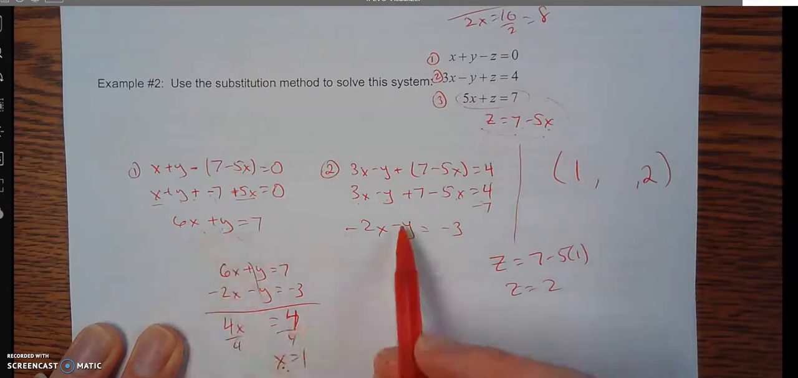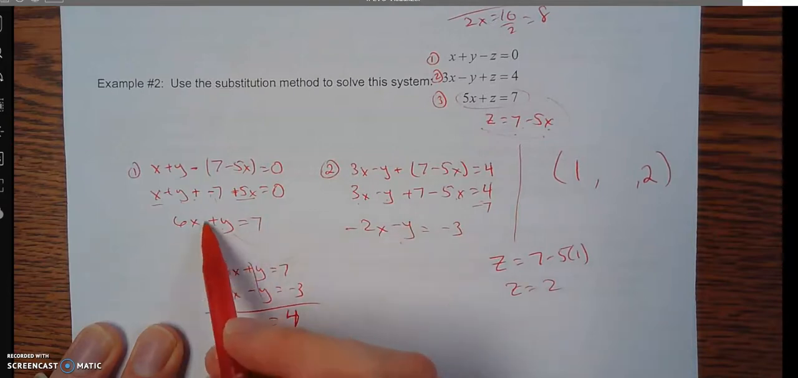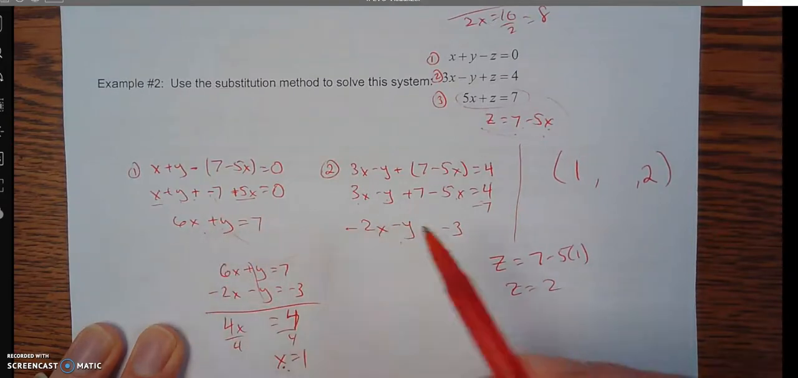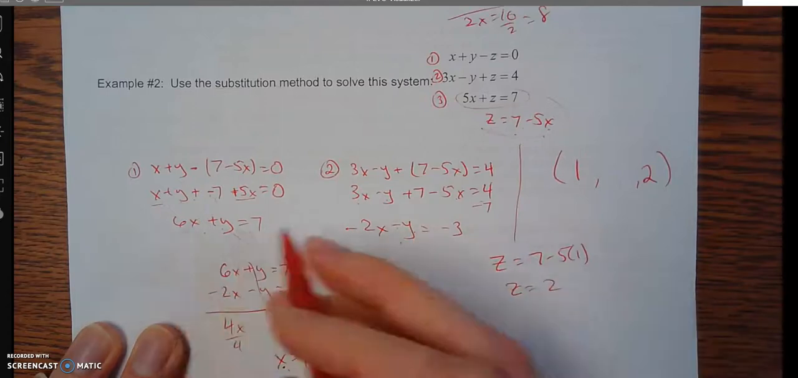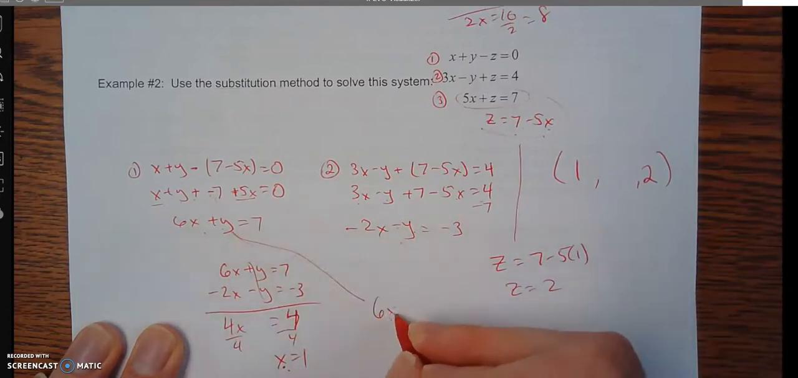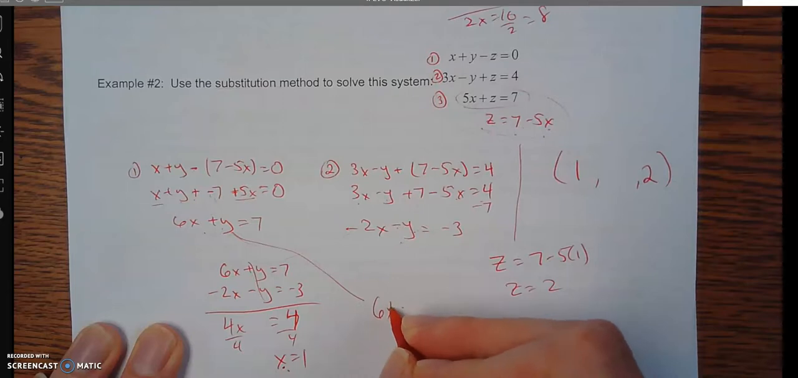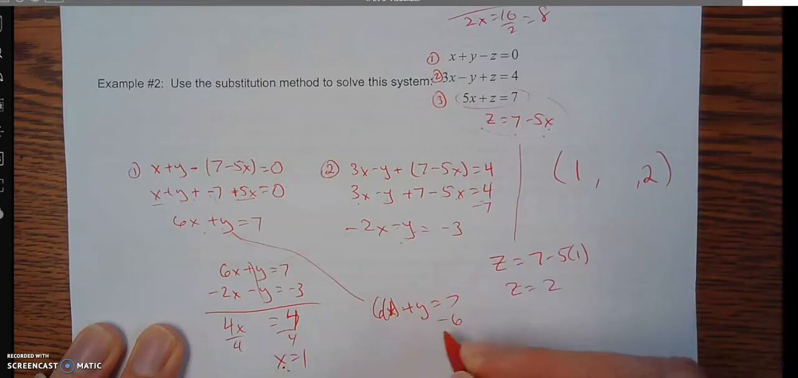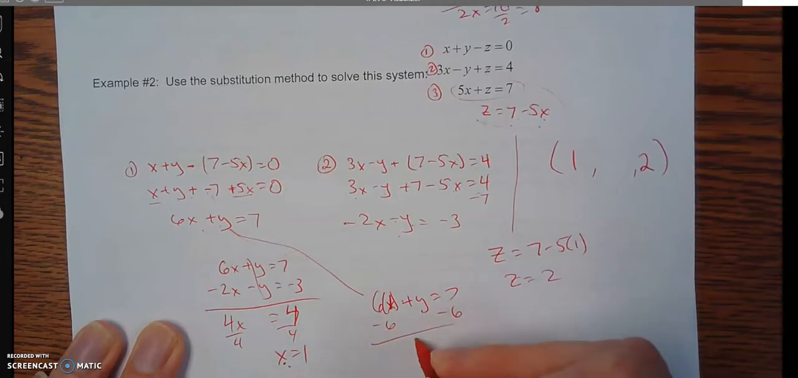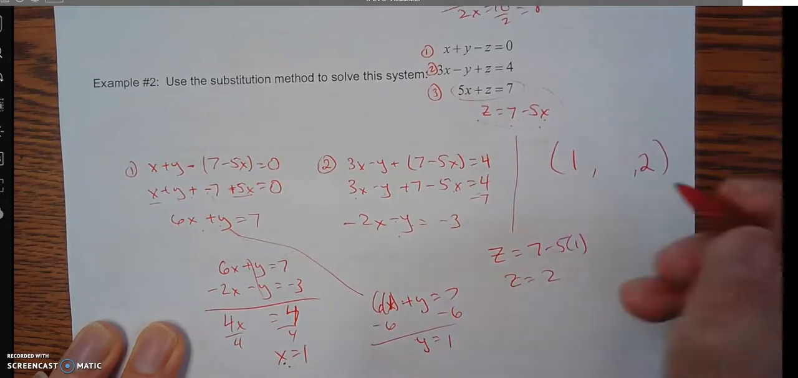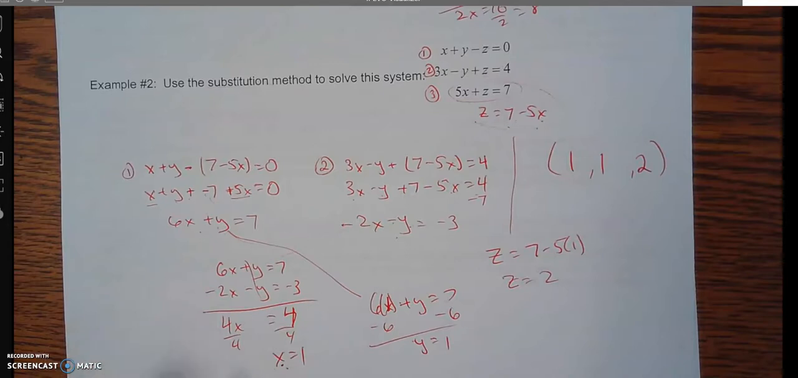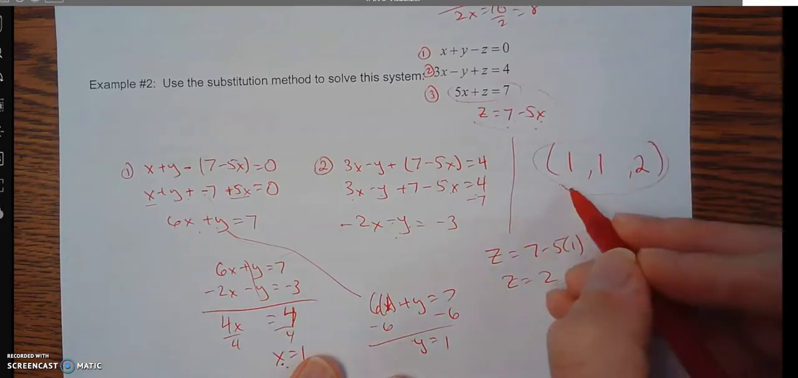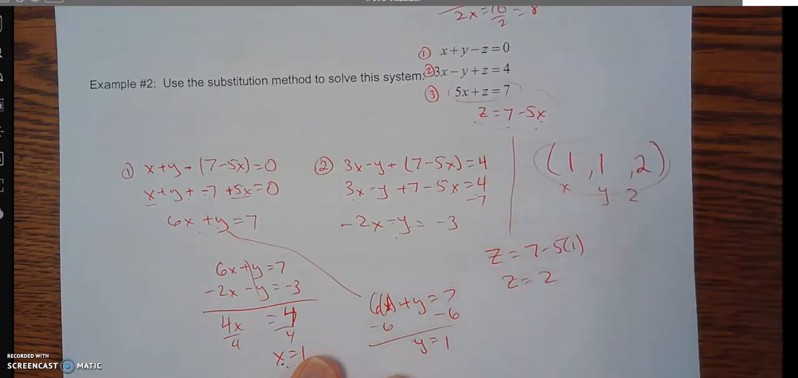If I want to find y, pick one of these. I think this one's going to be easier to solve for because I got a positive y by itself. I don't like negative y's. You could use this one, it doesn't matter. But I got 6 times 1 plus y equals 7. So if I subtract 6, I got y equals 1. So this would be my ordered triple, my x, my y, and my z.